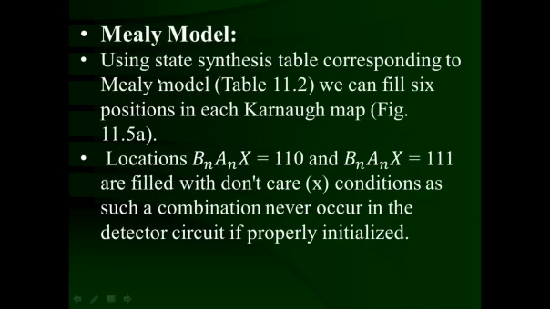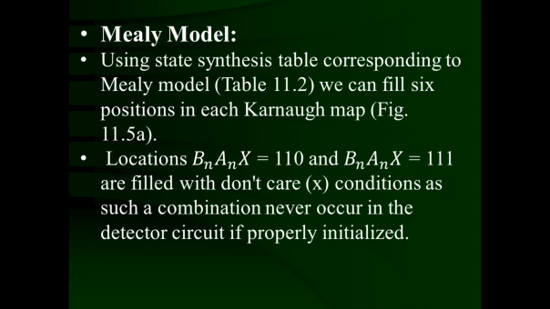We normally use Karnaugh map techniques to get the simplified form of these relations. Mealy model. Using the state synthesis table corresponding to the Mealy model, we can fill 8 possible positions in each Karnaugh map. So actually, if there is a 3 variable Karnaugh map, how many locations will be there? 8 locations will be there. You have studied the sum of product method. So if there are 3 variables, here our variables are Bn and An, that is the present state of the output of the flip-flop, and the third variable is the input, that is X.